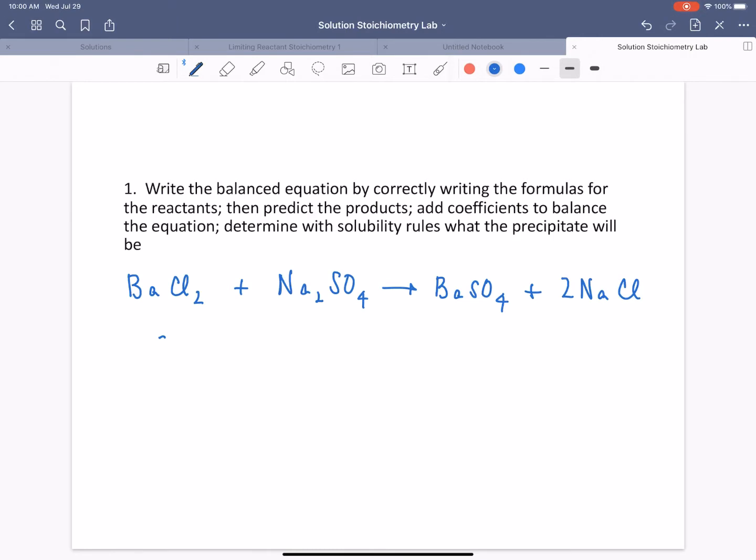And then use solubility rules to determine what the precipitate will be. Chloride salts are soluble. Sodium salts are soluble. Sulfates are generally soluble, but barium sulfate is not. So we've determined what our precipitate will be.